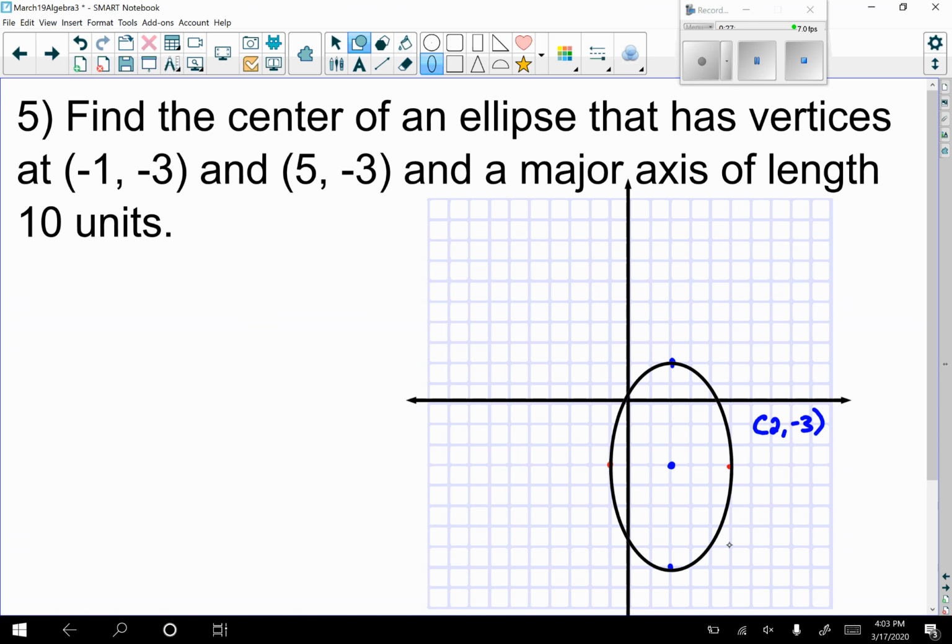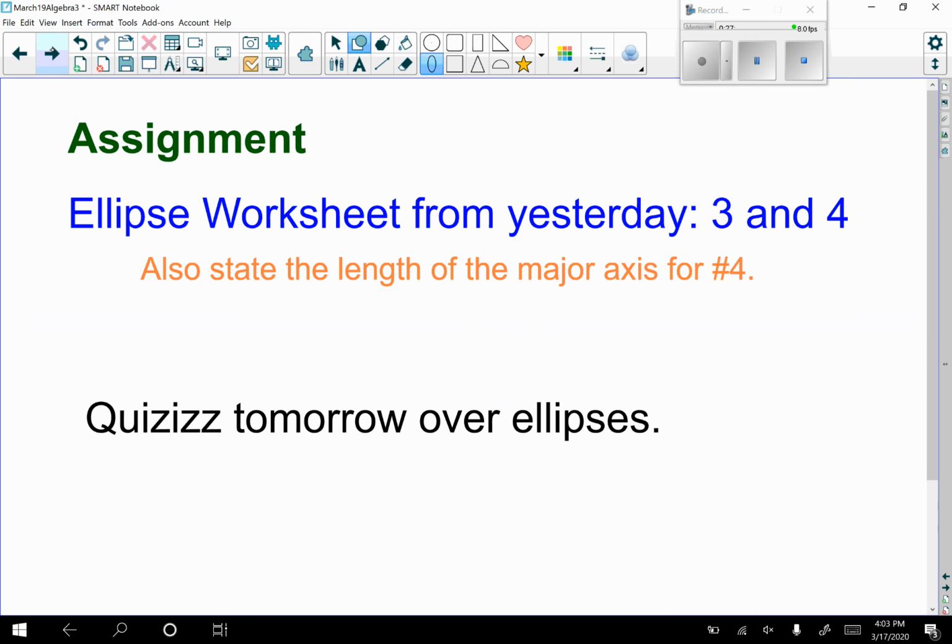All right, and that was our last example. So your assignment is to finish the ellipse worksheet from yesterday, problems 3 and 4. Just to go back over it, I have it posted separately. But 3, A, B, and C all give you graphs. Count carefully to find the center to help you write the equation, just as we did with examples 3 and 4. And then on the very back, number 4, you have 3 problems that you're going to have to get in HK form. You do not have to graph those.